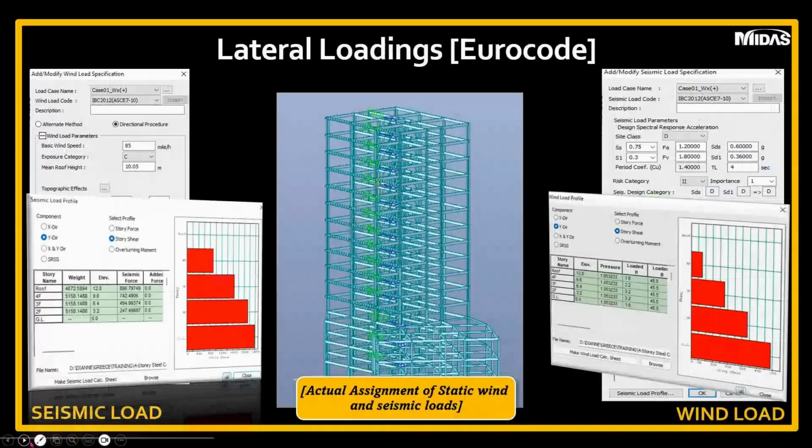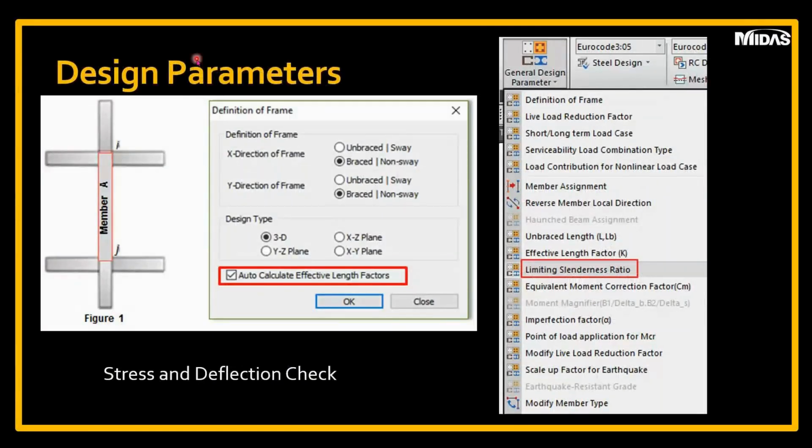few useful features are like the software will automatically calculate the effective length factors, which will be utilized in the slenderness calculation. This effective length is calculated based upon the stiffness of the connecting members. And we can also give different general parameters like the limits for limiting slenderness and effective length factors, unbraced lengths, equivalent moment correction factors, and we can also do the stress checks as well as the deflection checks.